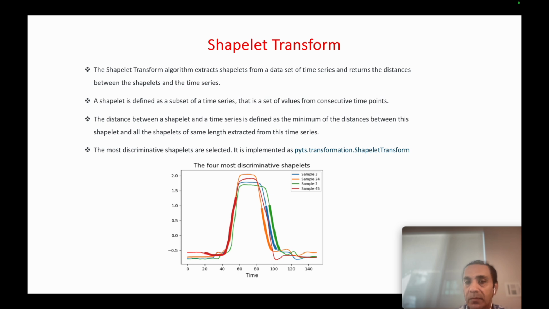transformation.shapeletTransform from the Python library called pyts. So here in this chart, you can see the four most discriminative shapelets identified from this whole time series. And these shapelets are designed to be distinct in their characteristics from all the other shapelets, meaning they will have their different mean and variance, and that's how they are different based on their statistical properties.